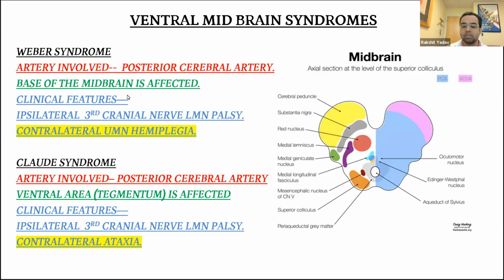So clinical features of Weber syndrome are ipsilateral third cranial nerve, lower motor neuron palsy. So there is contralateral upper motor neuron hemiplegia as well. This is kind of the differentiating feature between Weber's and Claude's. In Claude's, there is also involvement of the posterior cerebral artery, and clinical features are just same as the Weber syndrome. There is ipsilateral third cranial nerve involvement, but the differentiating feature is contralateral ataxia seen in Claude's, whereas in Weber's, it was contralateral upper motor neuron hemiplegia.